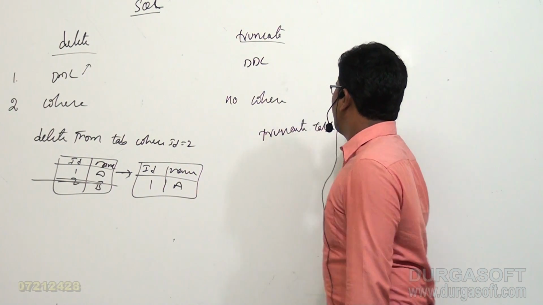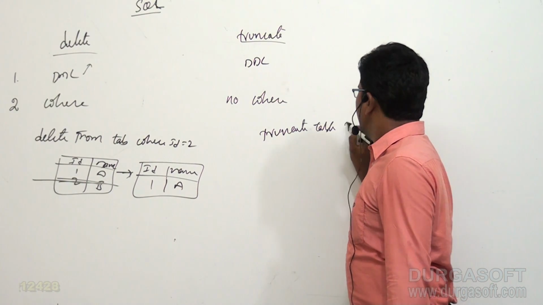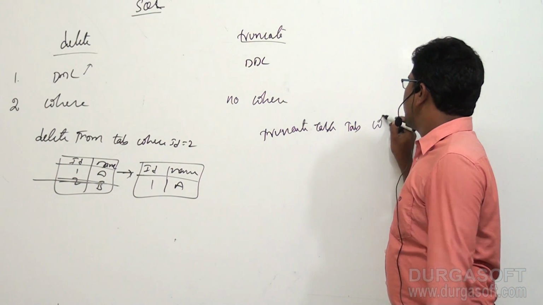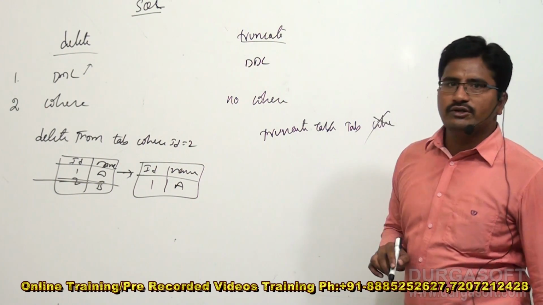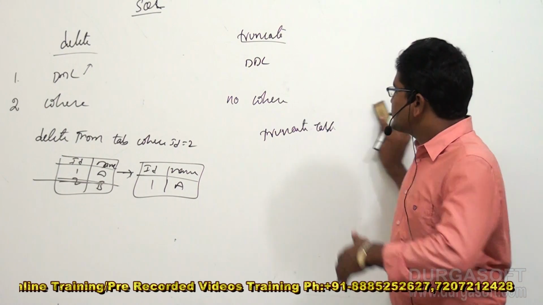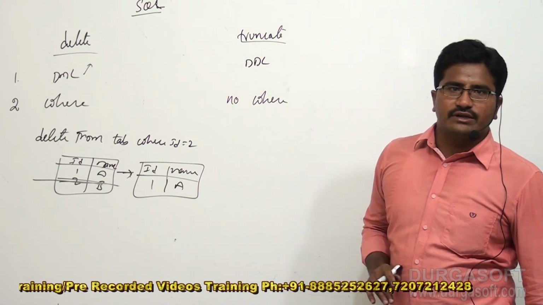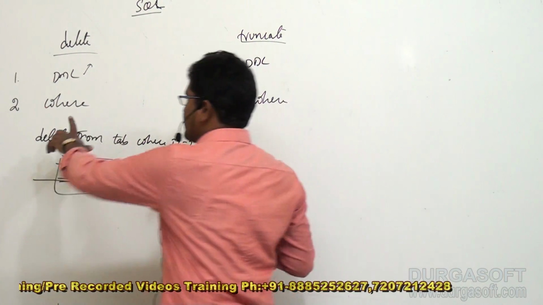Truncate table name is like a tab. What happens? It removes the whole data, but here we can't use a where clause. That means we can't use a where clause in the truncate command. Okay, this is the advantage in the delete.